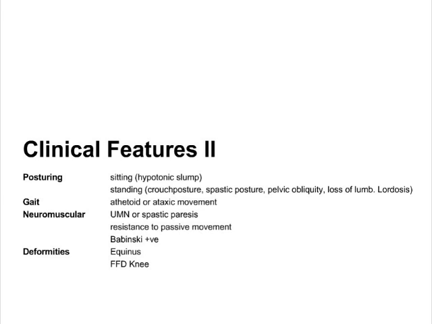In terms of gait, a patient can have athetoid or ataxic movement. Neuromuscular factors are involved as well. They may have a positive Babinski sign. And then we'll get on to the deformities in a moment, including your equinus and fixed flexion deformities of the knee and hip.